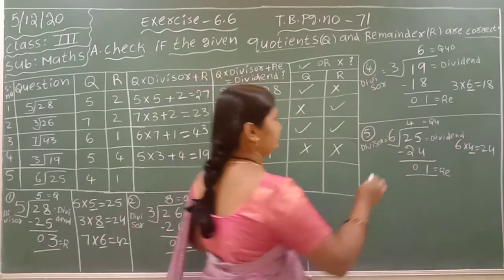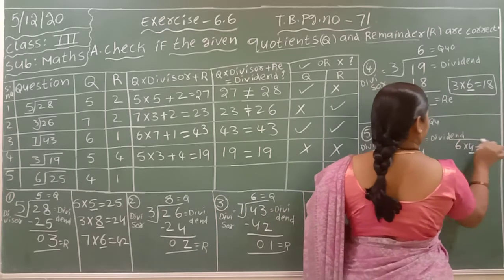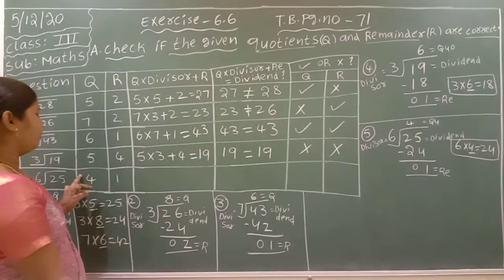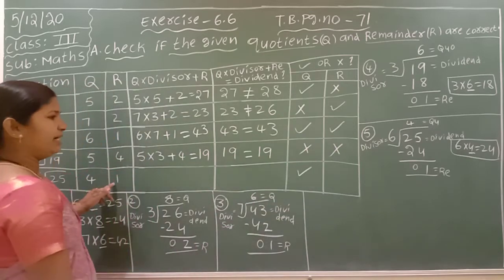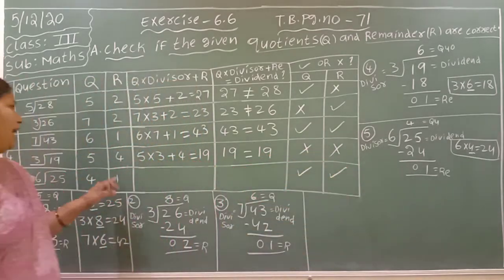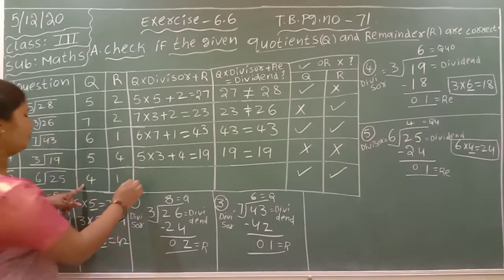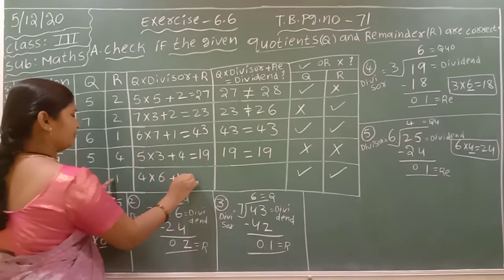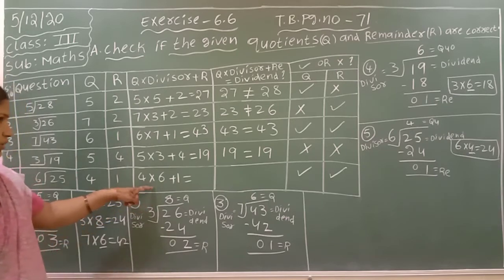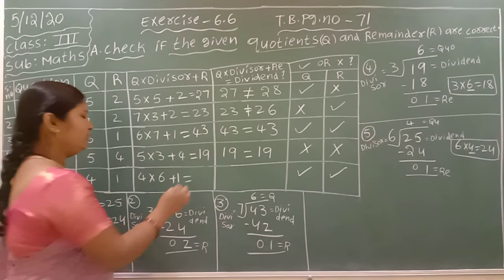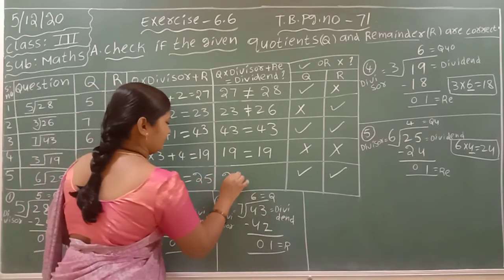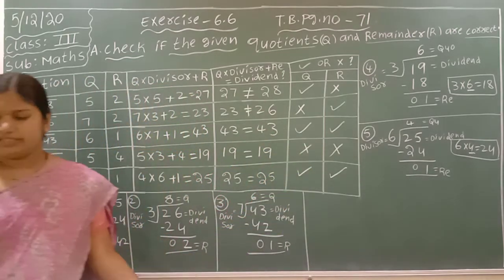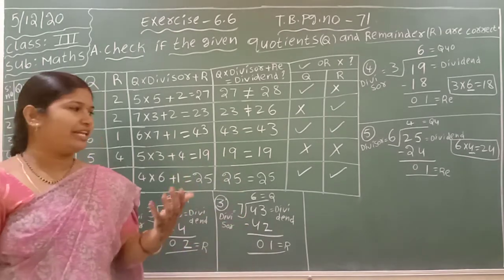Okay? Now, check this. They given quotient as 4, we also got 4. Correct. Remainder 1, remainder also 1. Correct. And check this formula. Quotient 4 into divisor 6 plus remainder 1. Now multiply. 6 4s, 24 plus 1, 25. 25 is equal to the dividend also 25. Same. Okay. This one you have to finish in your maths notebook as well as in your textbooks.